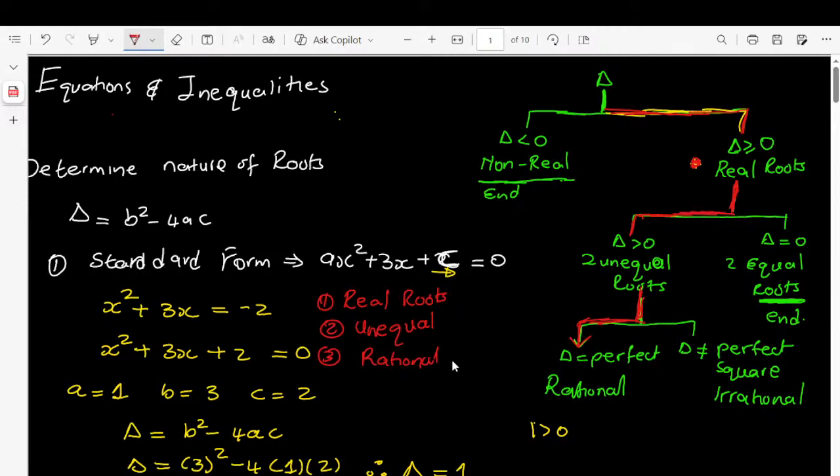Are you guys happy with this? Do you guys understand what is going on here? I need you to be honest. If this is the first time you see how to answer the nature of the roots, I need you to be honest. Are you all happy with this? Because we are about to do a second example. Please be honest, if this is the first time you see this.